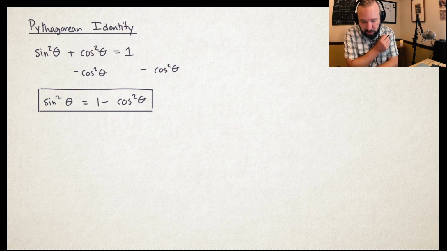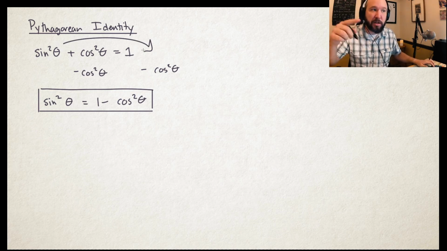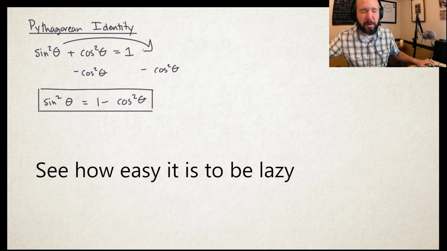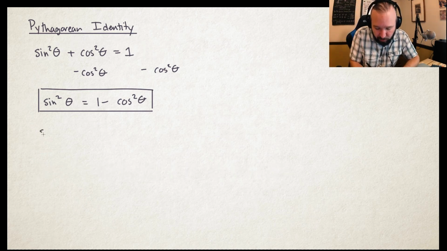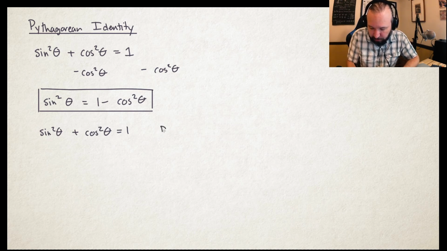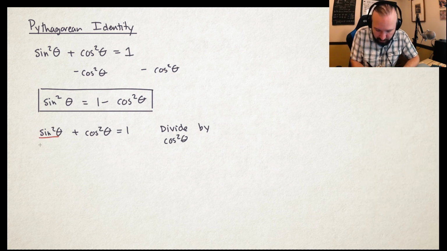So there I did it using subtraction. Obviously, if I wanted to, maybe I could move the sine to the other side and get cosine squared theta is 1 minus sine squared theta. But also I could use multiplication and division. So if I start with the basic identity, this time what I'll do is I'll divide by, let's just say, cosine squared theta and see what we get. So I'm just going to take the whole equation and divide everything by cosine squared theta.